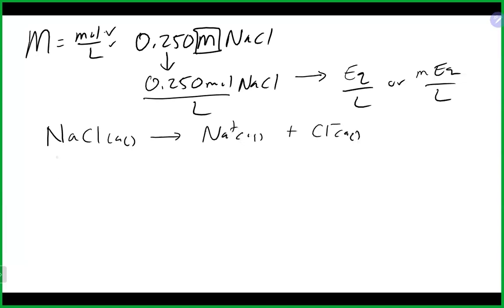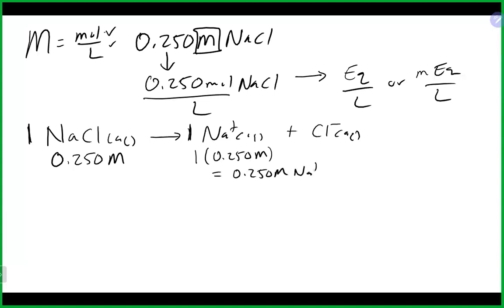If I know the molarity of this guy as 0.25 molar, the relationship, just like stoichiometry here, for every 1 mole of this, how many moles of sodium ions do I get? 1. It's a 1-to-1 relationship, which means if I'm interested in just the molarity of the sodium ions, you would take 1 times 0.25 molar, and it would be 0.25 molar sodium ions.